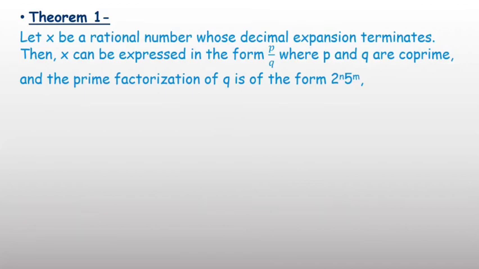If it is a terminating decimal number, meaning the decimal expansion terminates after 2 places, 3 places, or after some places, then we can write x in the form of p upon q, where p and q are co-prime, meaning there is no common factor between p and q except 1, and the prime factorization of q is in the form of 2 power n into 5 power m, where n and m are non-negative integers, which you can say as whole numbers.